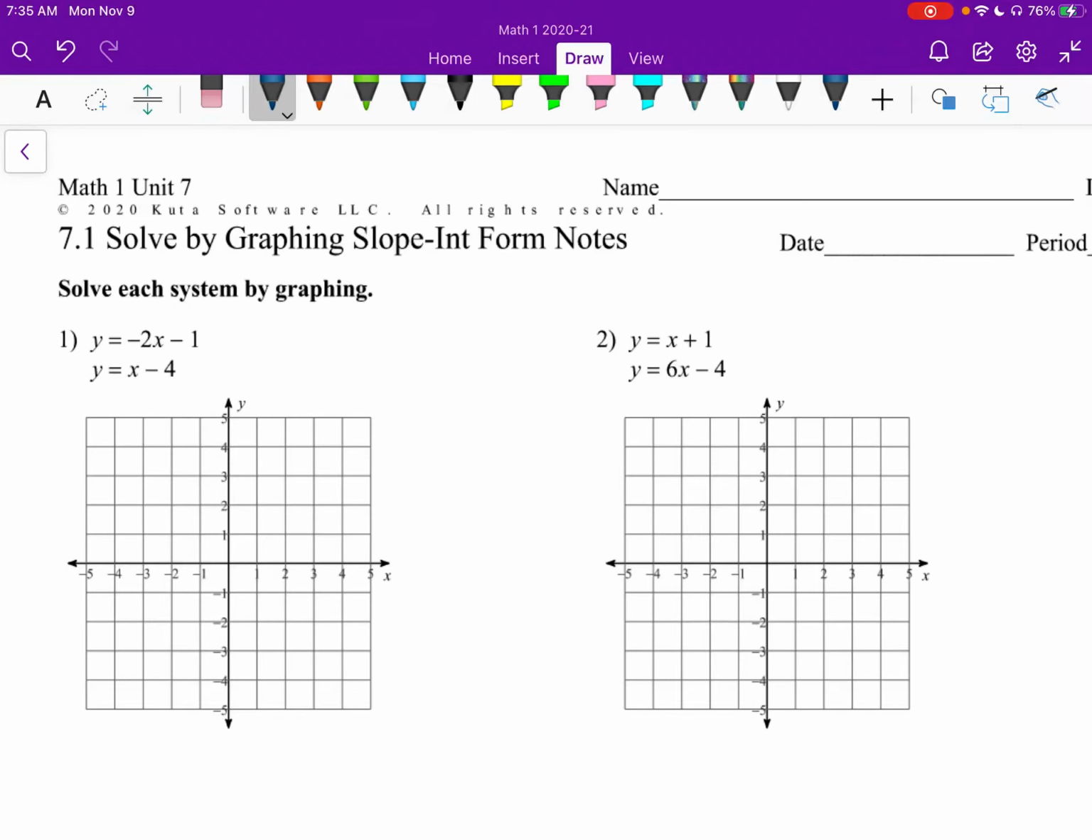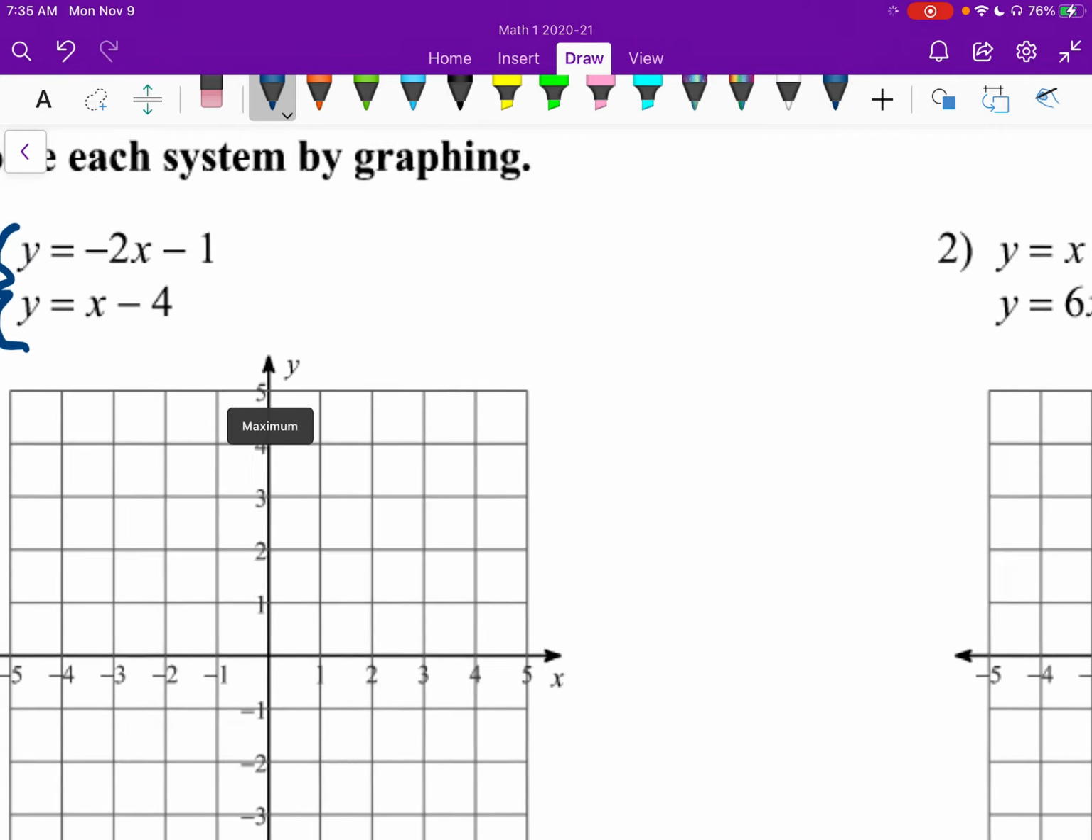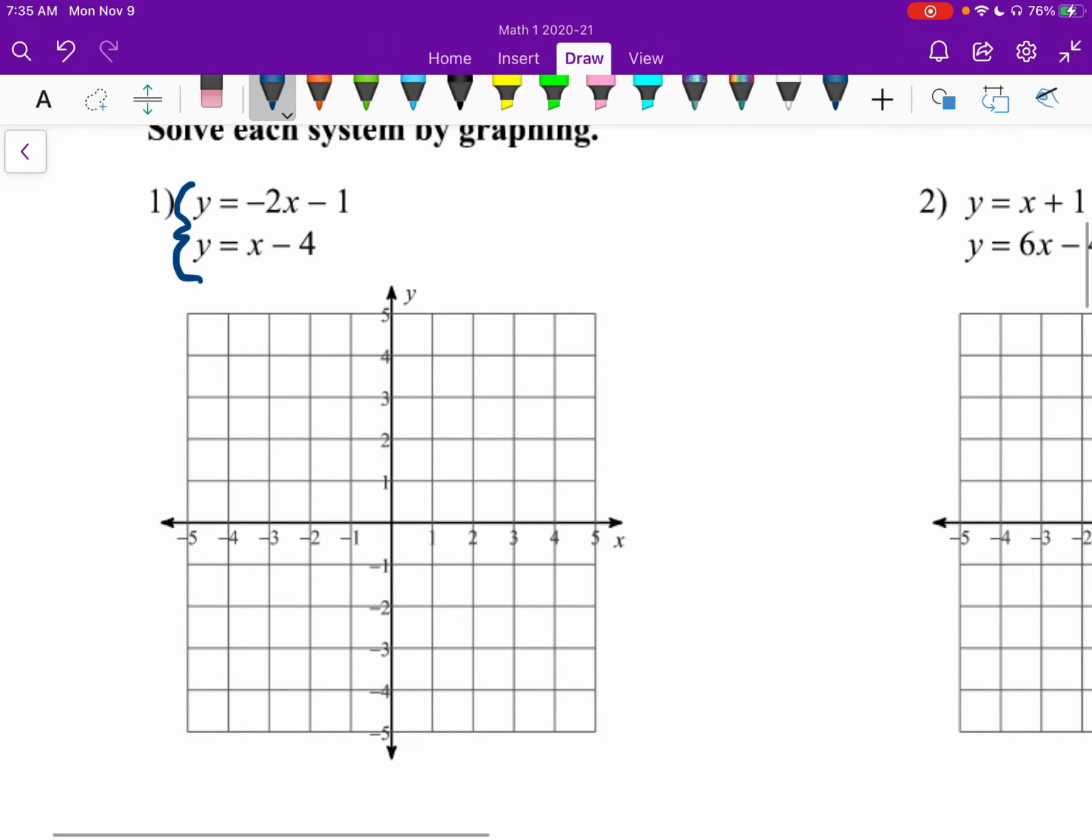All right, 7.1 solved by graphing, and we're going to be using slope-intercept form. So this unit is on systems of equations, and a system is normally written with a little squiggly line here to show that they're grouped together. So graphically, what we're doing is finding where these lines touch, okay?